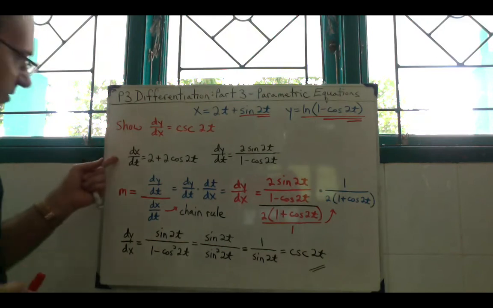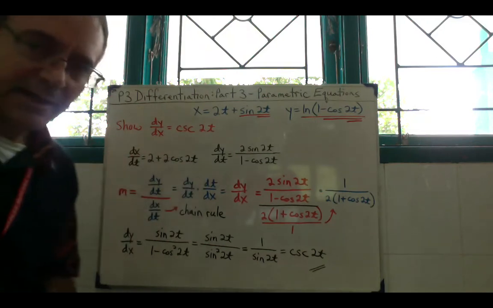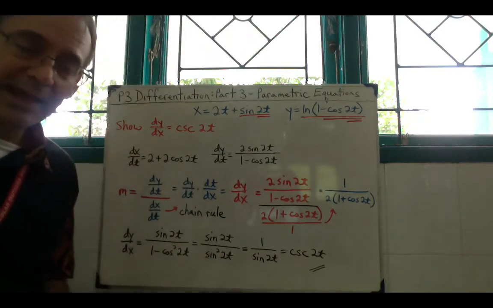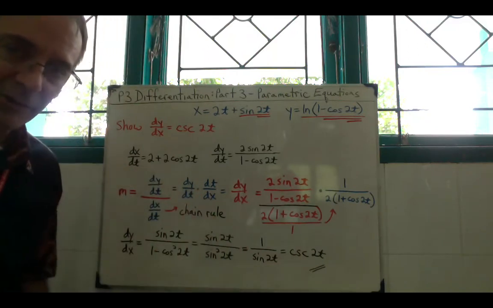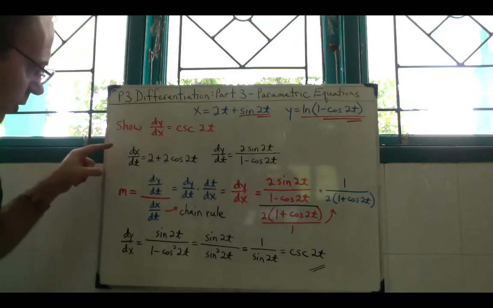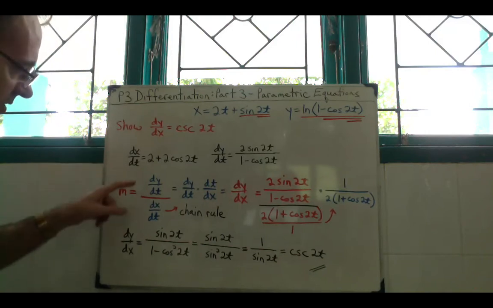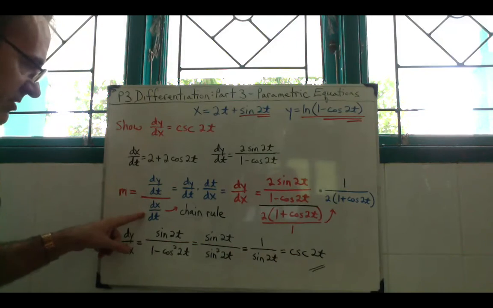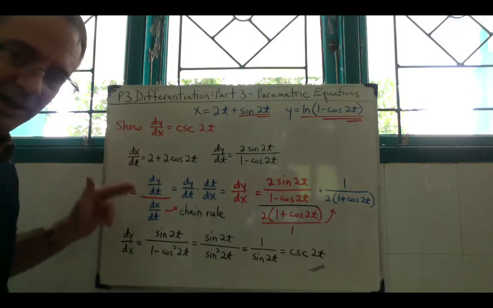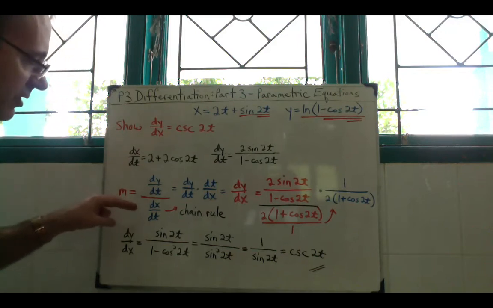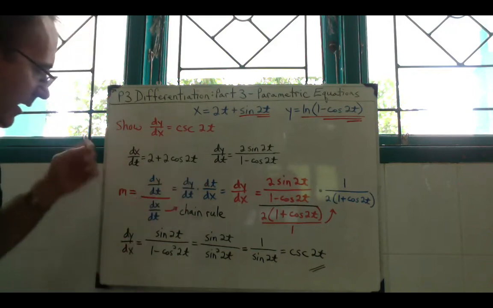Now, to take these parametric derivatives and put them together to create a slope of the graph, what we're going to do, slope is the change in y over change in x. When you divide by a fraction, because this is a complex fraction, you need to invert and multiply.